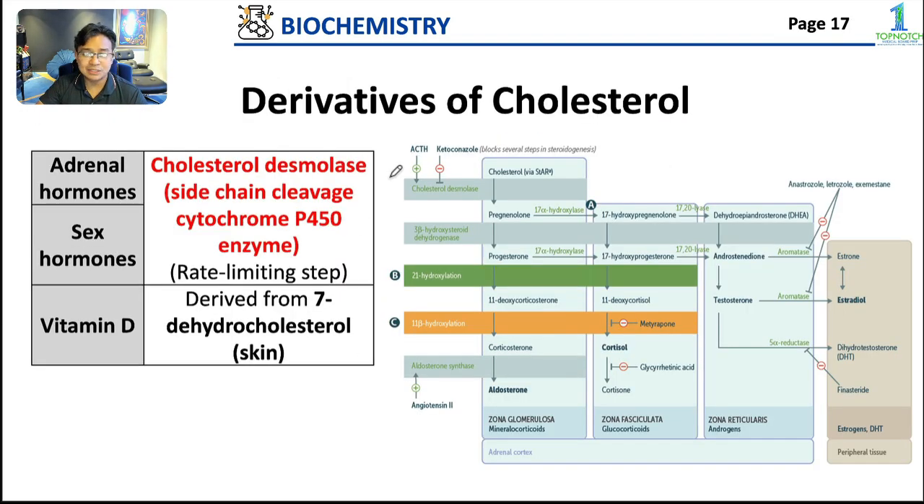Now, cholesterol can be derived into different hormones in the body. Kaya sila very important. Now, if you want to form sex hormones and adrenal hormones, kailangan mo yung ating rate-limiting step na cholesterol desmolase, also known as your side chain cleavage cytochrome P450 enzyme. While for the vitamin D, pwede siya ma-derive from your 7-dihydrocholesterol in your skin.